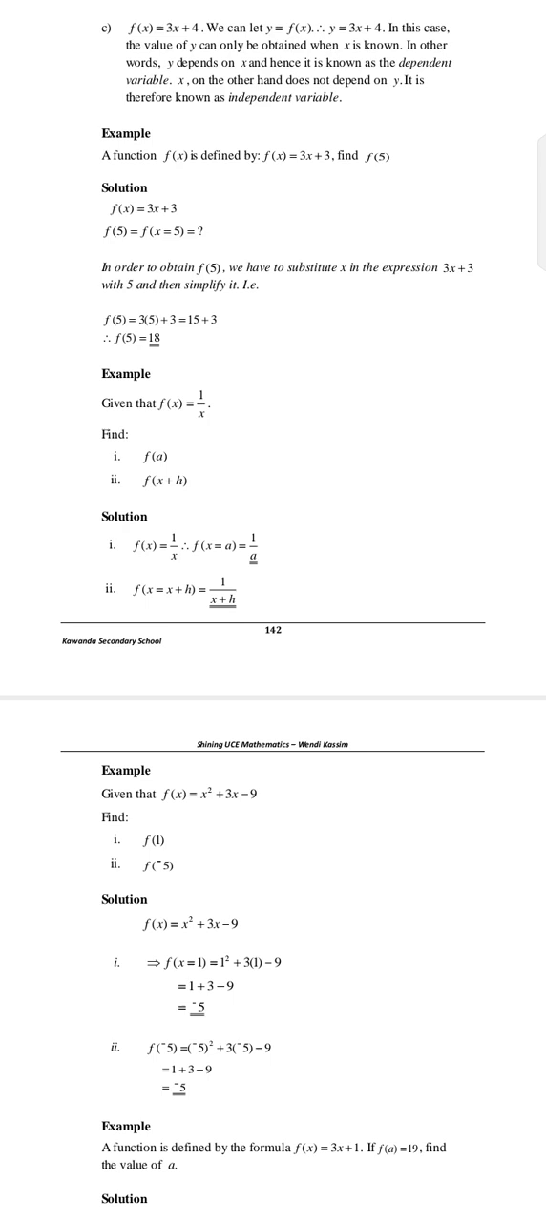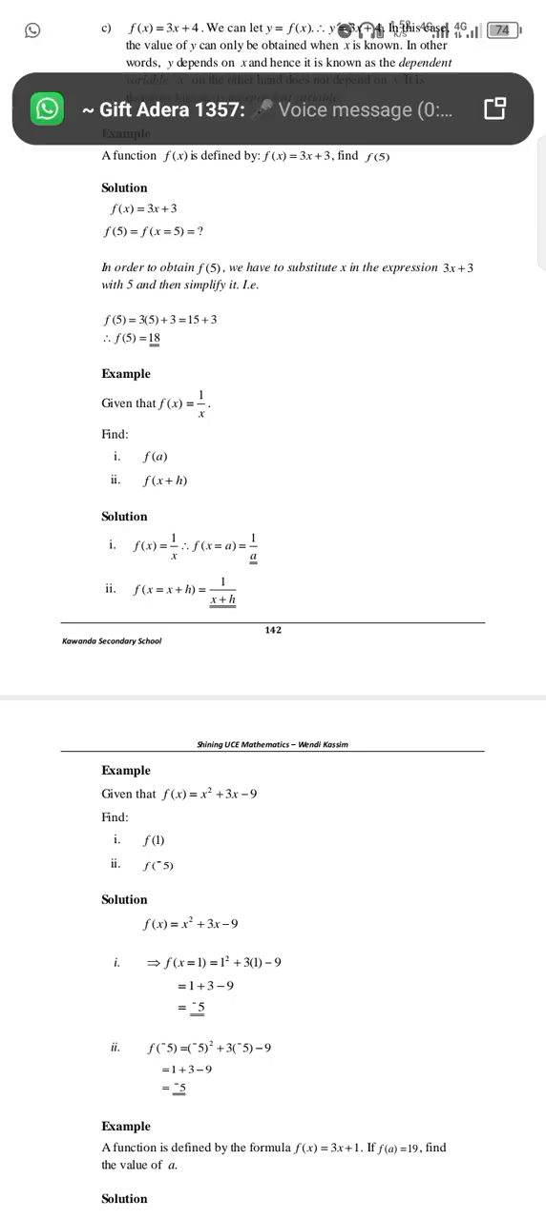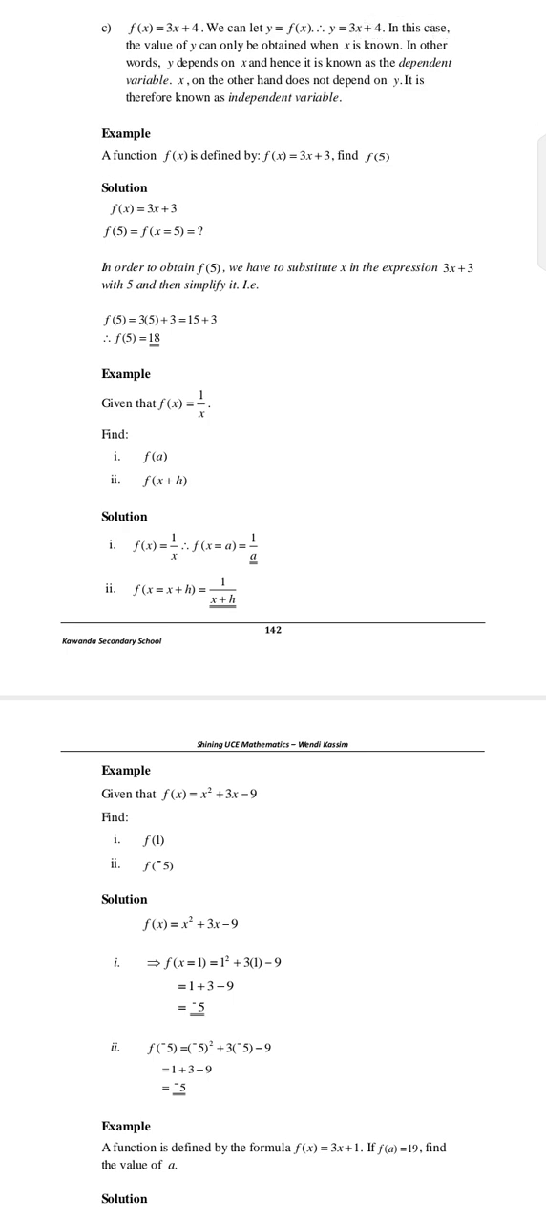In order to obtain f of 5, we have to substitute x in the expression 3x plus 3 with 5 and then simplify it, i.e. f of 5 equals 3 into 5 plus 3. So in that case, where x was, we are putting 5. And 3 times 5, you get 15 plus 3, that makes 18. That is one of the examples.